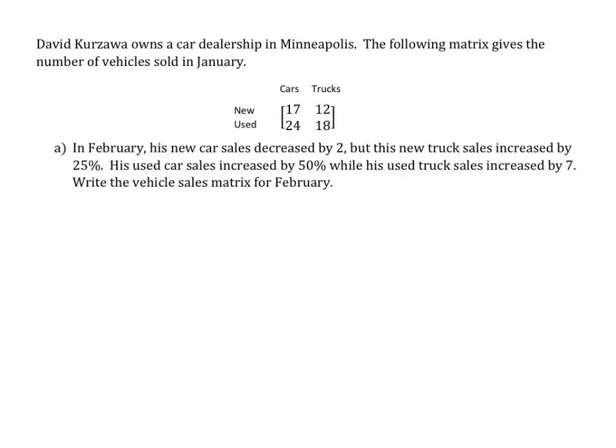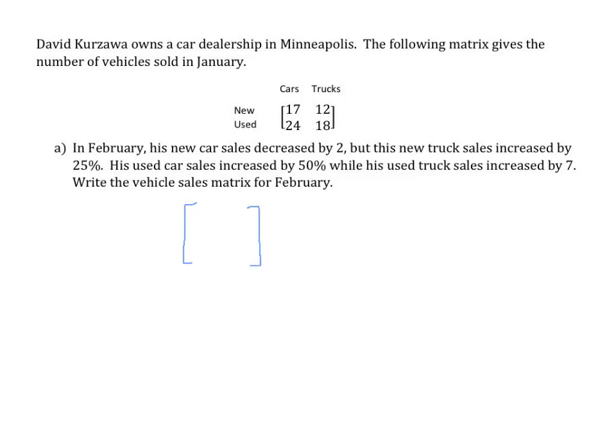David Cruzwa owns a car dealership in Minneapolis. The following matrix gives the number of vehicles sold in January. So it looks like we have new and used cars and trucks. It says in February his new car sales decreased by 2, but his new truck sales increased by 25%. His used car sales increased by 50%, while his used truck sales increased by 7. Write the vehicle sales matrix for February.